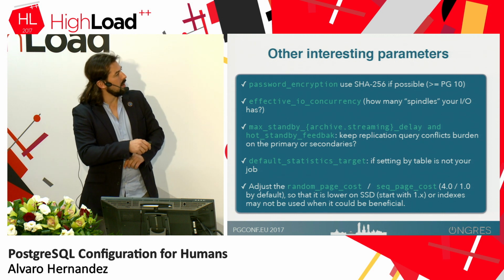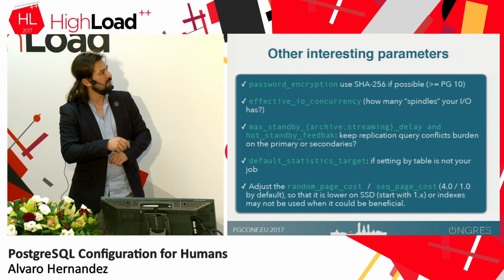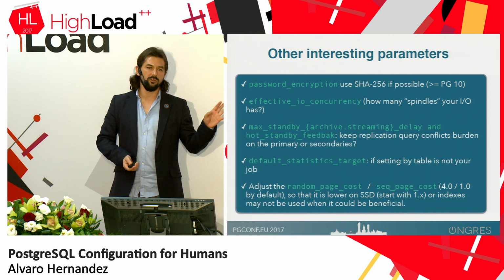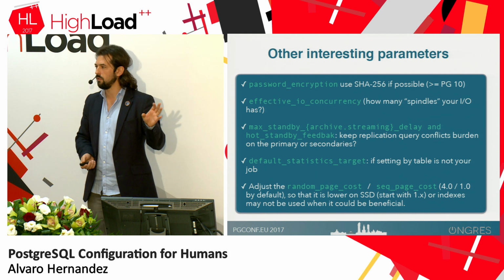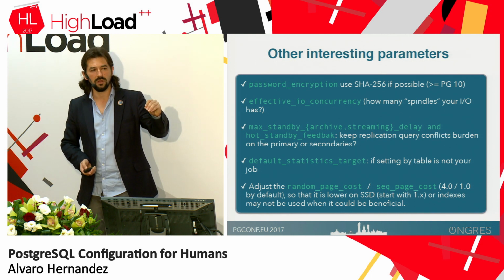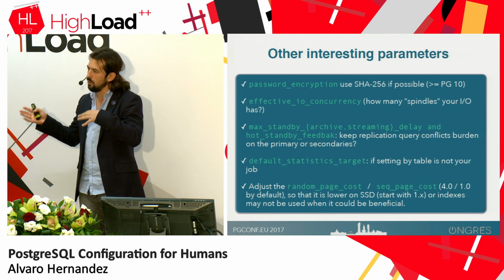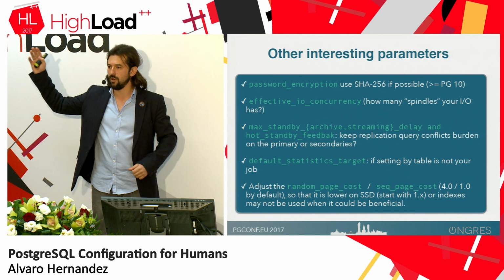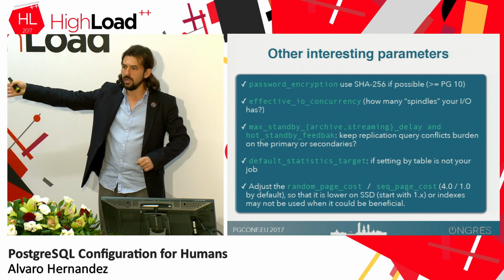The max standby archive streaming delay and the hot standby feedback are three parameters that are a bit complex to explain in this short amount of time, but basically, when you're running a replica for read queries, there may be conflicting operations, for example, a vacuum is triggered on the master and you're doing a long running query on the secondary node.